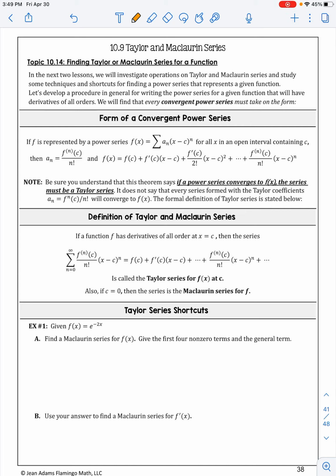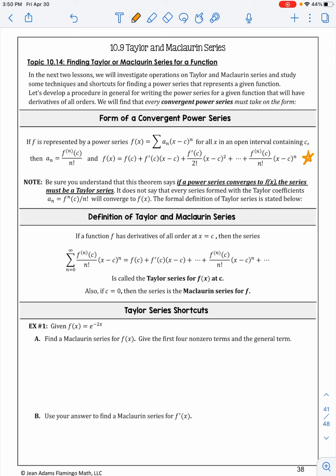Let's develop a procedure in general for writing the power series for a given function that will have derivatives of all orders. We will find that every convergent power series must take on the form, and this is the form that they're talking about. So, form of a convergent power series.